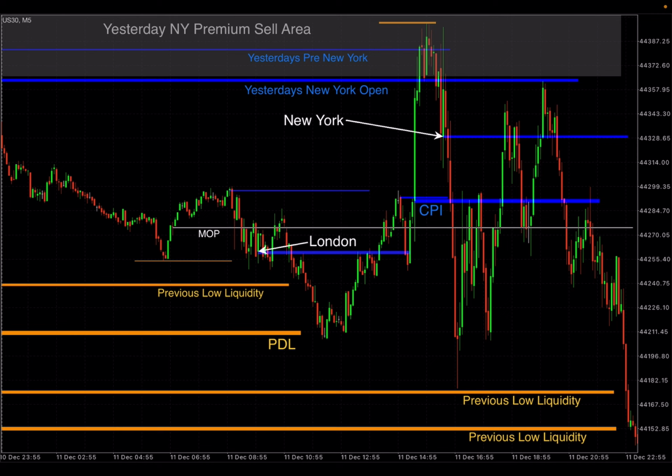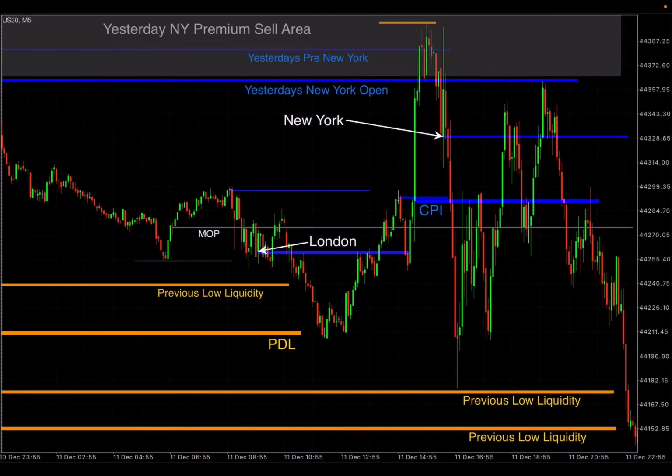So CPI pushes up into a main sell area, premium sell once again. Lots of key levels there. So you'd be looking for a reversal around the New York opening. New York opening pushes up one more time, resets that level and sells hard. And then you get one more retest in the afternoon for the longer term move.